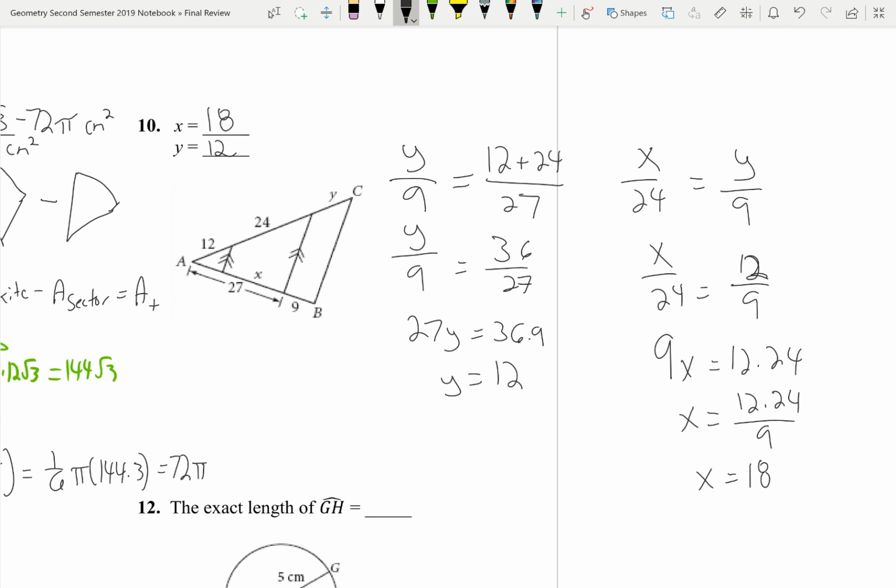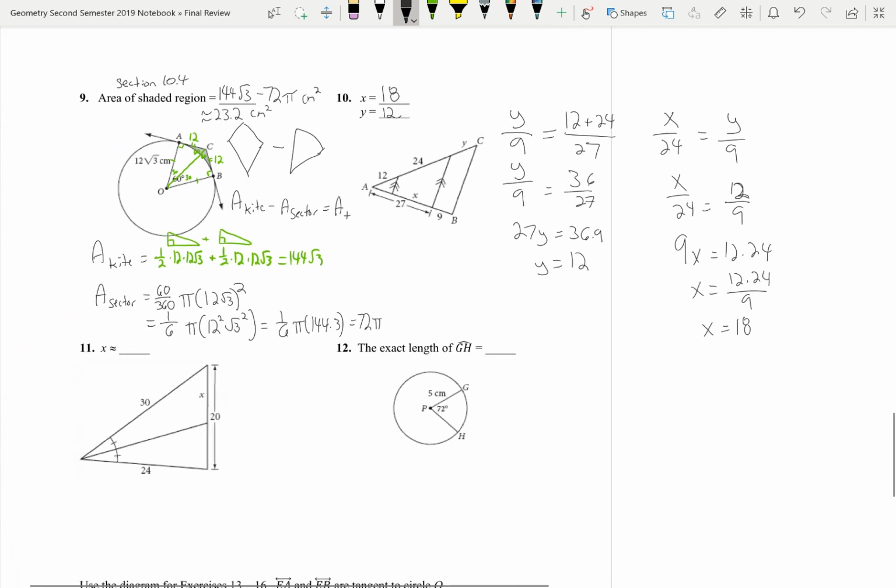There's many different ways to do this. You could also do x over 24 equals 27 minus x over 12, which would also work. So then you could solve for x first, then solve for y. But the key is proportionality, right? If you have these two and you divide them by each other, it will be the same as this piece divided by this piece. So it divides them proportionally.